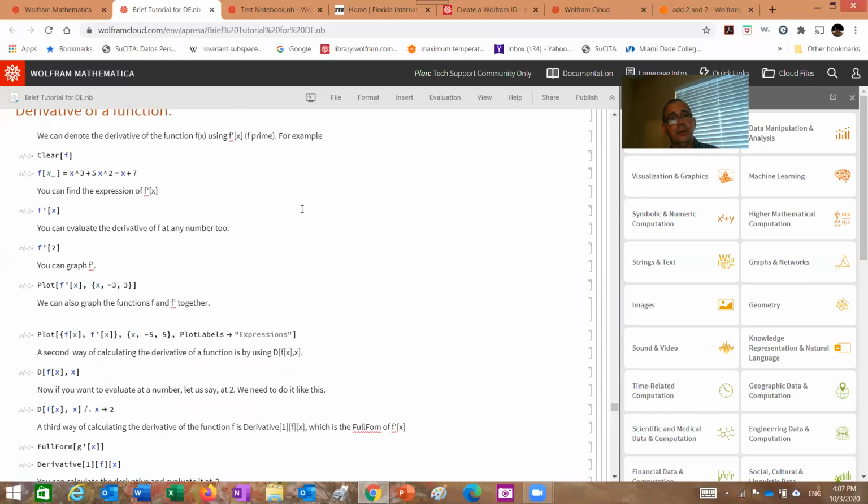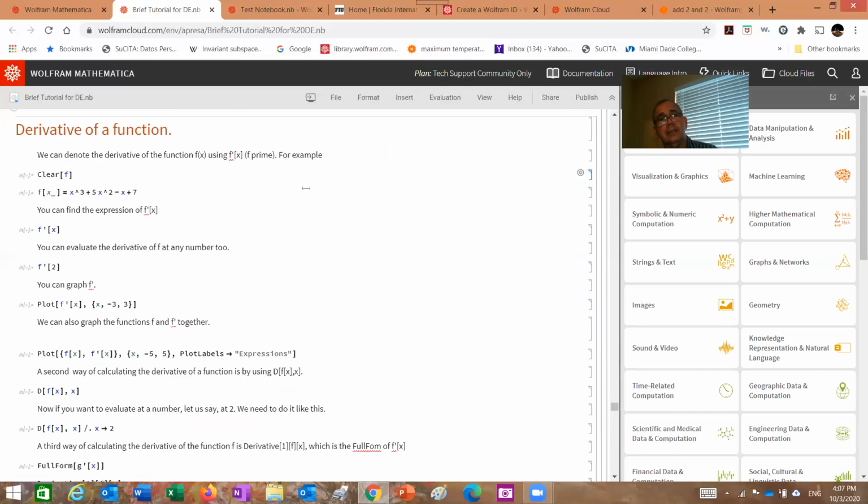Now we are going to move to the section about derivatives of a function. We're going to see different ways of calculating the derivative of a function and expressing them in this program. As I have told you before, it is a good practice to start by clearing f, because we're going to use f as the name of a function here. Clear f, and then we're going to define f.